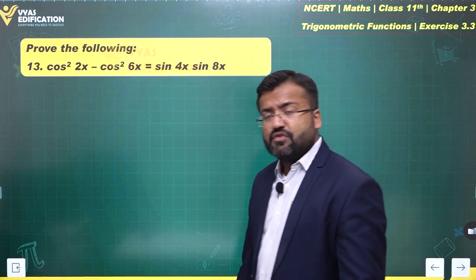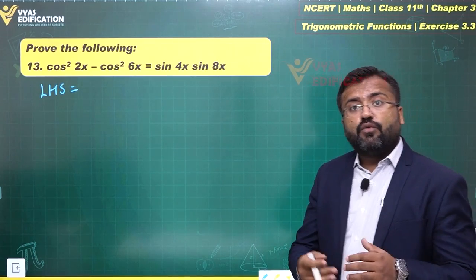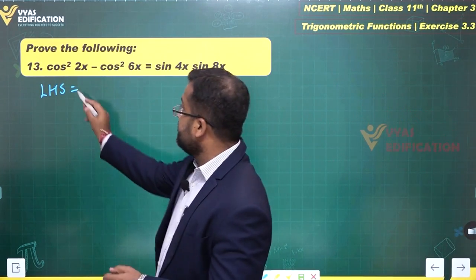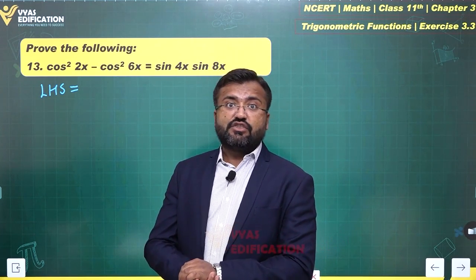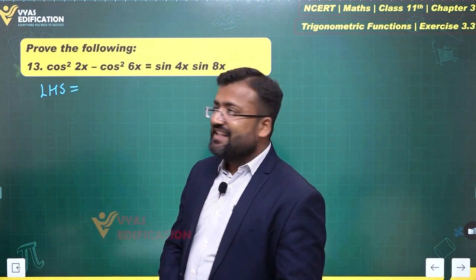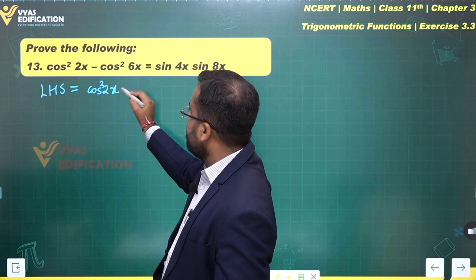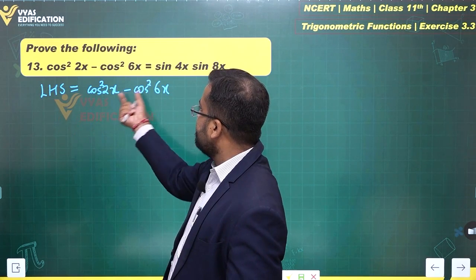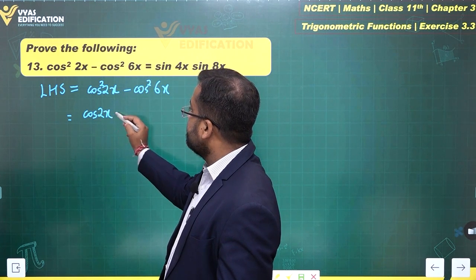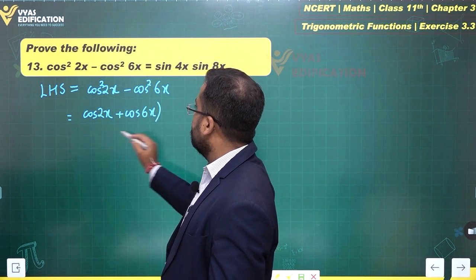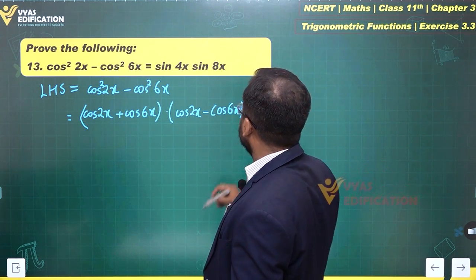So what is the result that we want to use over here? Let's see. In the LHS, what are we supposed to do for this question based on NCERT? Since this is the NCERT series, let's talk about that. So cos square 2x minus cos square 6x, what will this look like? Imagine this as a square minus b square. This can be written as a plus b times a minus b. This is cos 2x plus cos 6x times cos 2x minus cos 6x. I can write it as this, yes.